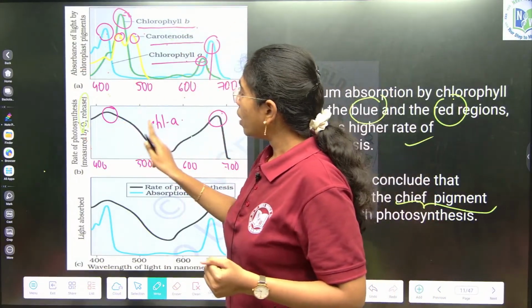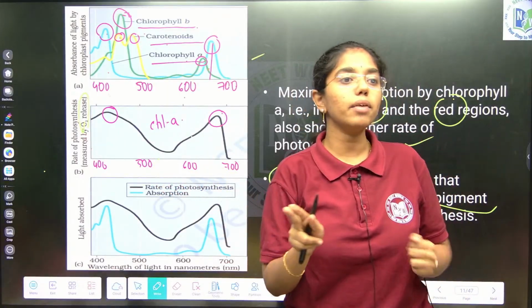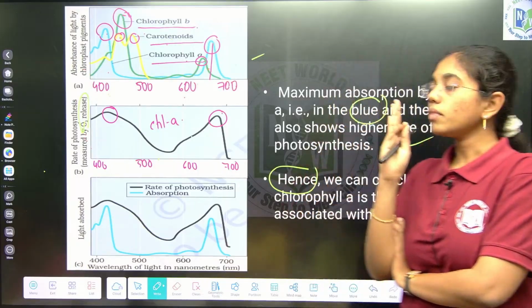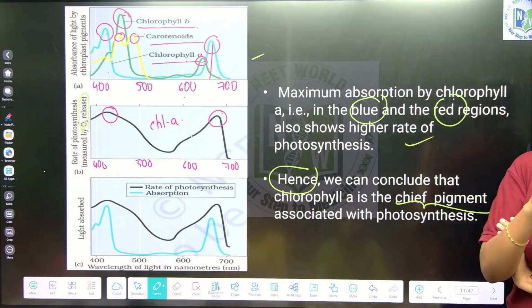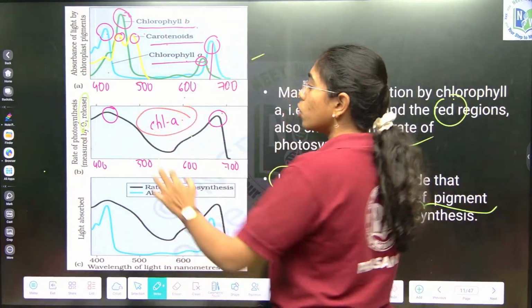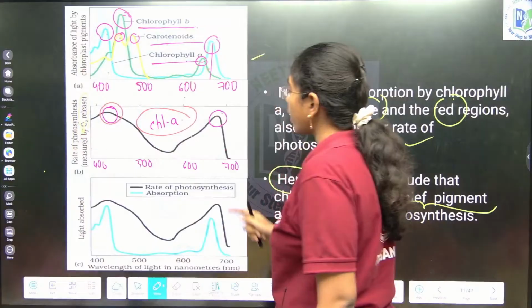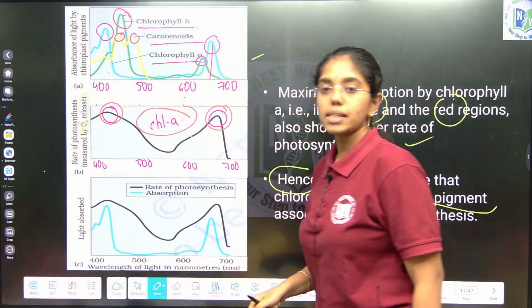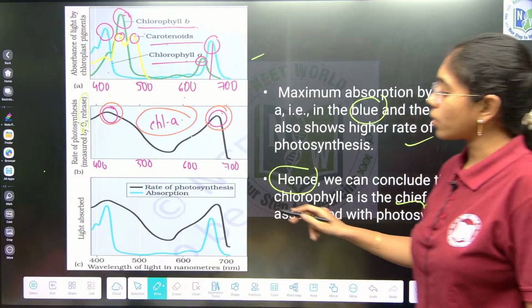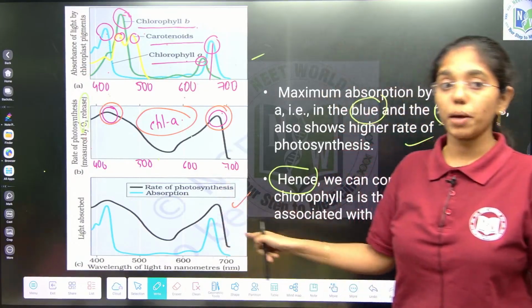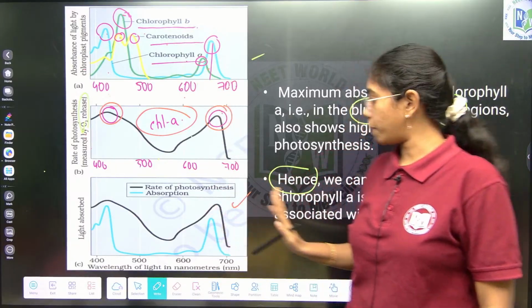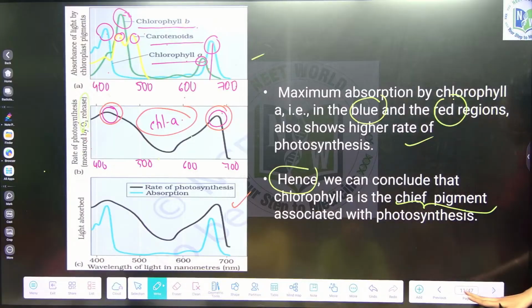And then about action spectra. Action spectra will give you the information only about that one pigment which is conducting the maximum amount of photosynthesis. It is chlorophyll A. Two major peaks, one between 400 to 500 and one between 600 to 700 nanometers. And then in the last graph you can see chlorophyll A is the pigment which coincides with both the absorption spectra and action spectra. Clear with this? Any doubts anywhere?